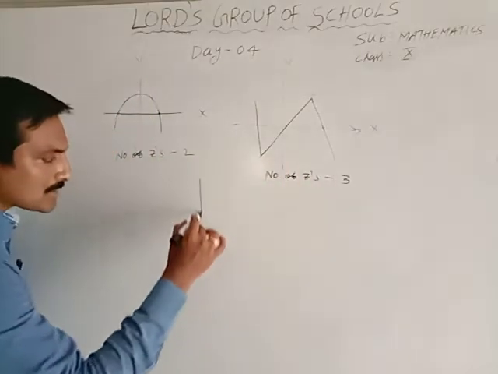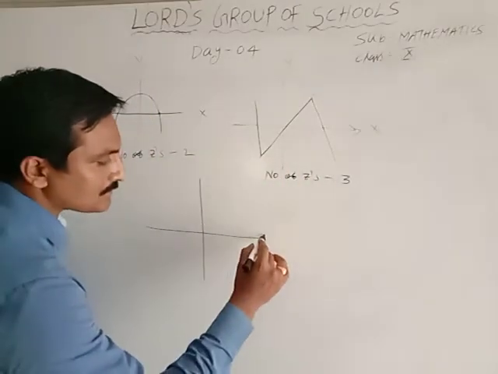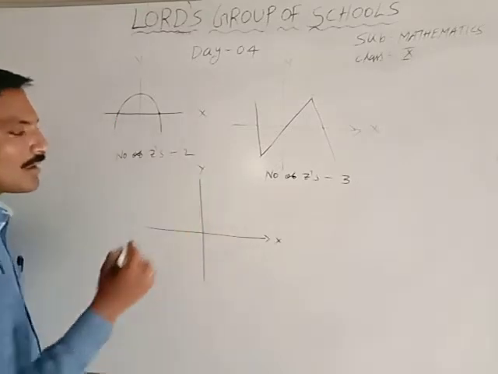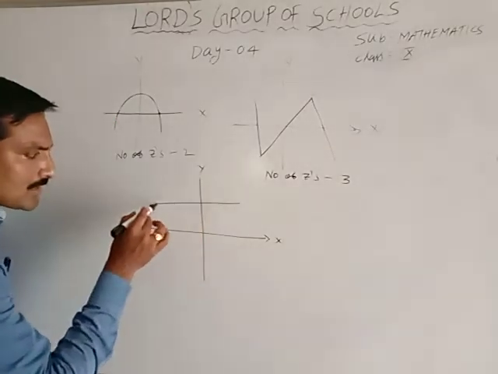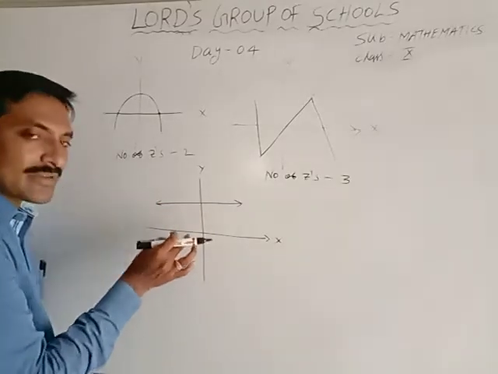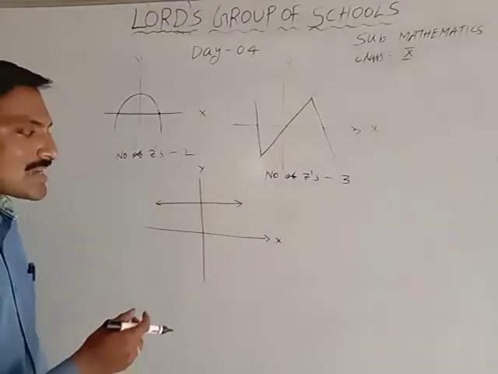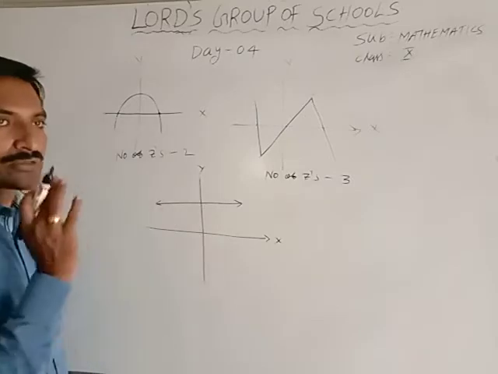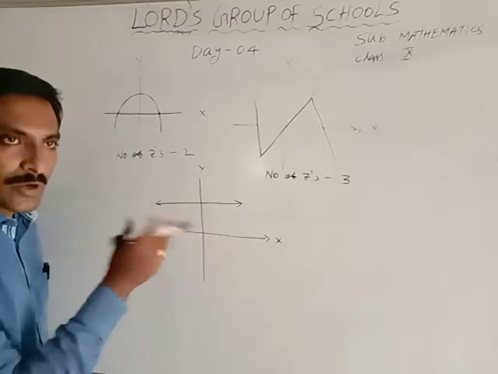One more case: with x and y axes, here I have drawn a line. This line does not intersect the x-axis. In that case there are no zeros. This graph has no zeros.